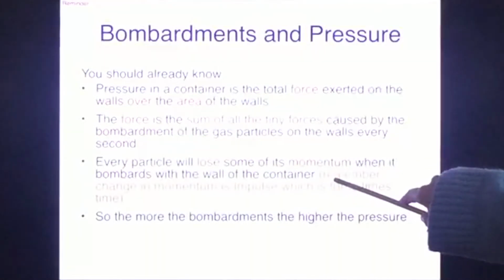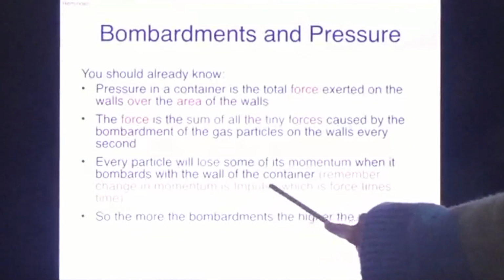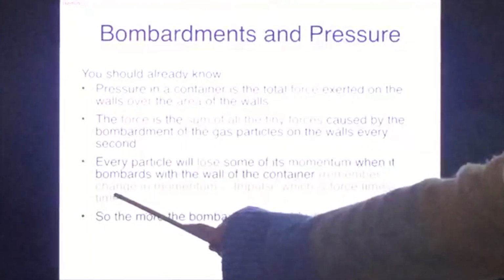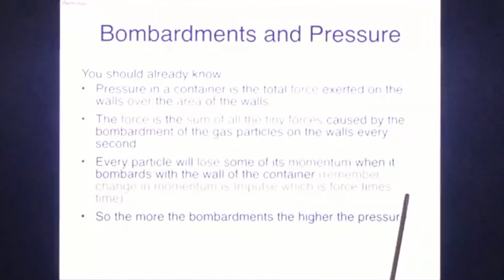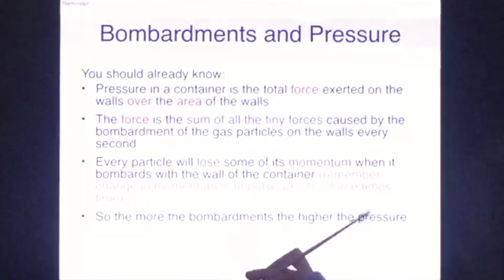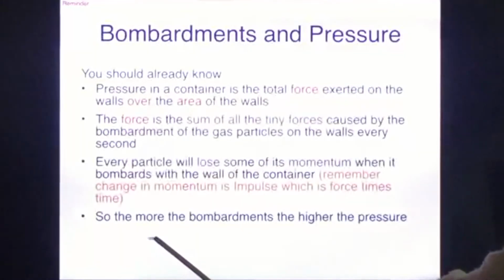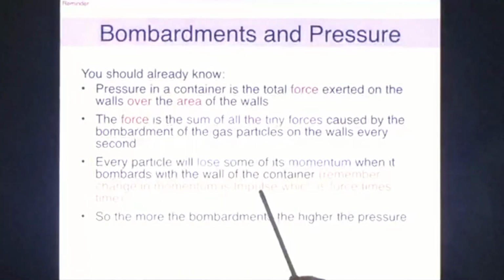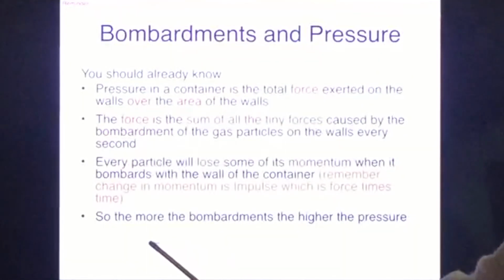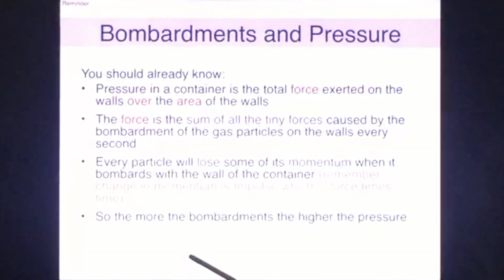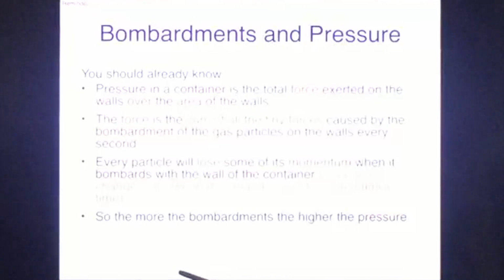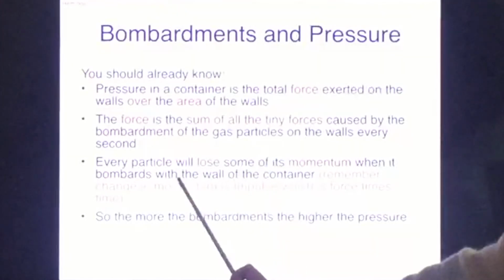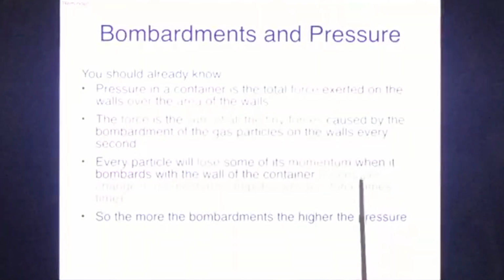If you remember from earlier, the change in momentum is impulse, which is force times time. If a particle hits a wall, its momentum changes, because it has a certain velocity going that way, it's going to hit that wall and its velocity will change into the other direction. If the direction changed, that means its velocity has changed. That means its momentum has changed. So, change in momentum is force times time.